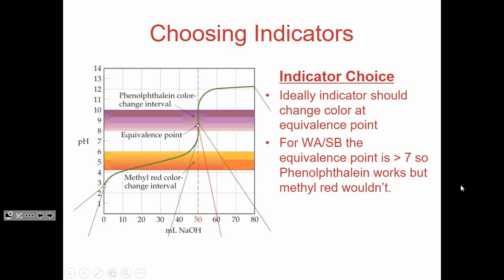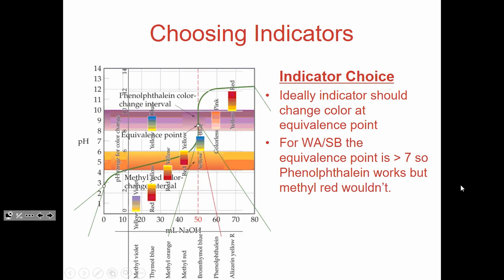But in a weak acid, strong base titration, like we've been talking about, it's going to be greater than 7, so something like phenolphthalein would be an appropriate choice of indicator. So remember, an ideal indicator should change color at the equivalence point. And for a weak acid strong base, that's going to be greater than 7. So typically something like phenolphthalein would work well, whereas methyl red, perfectly fine for a strong acid, won't work for a weak acid titrated with a strong base because the color change is going to be before the equivalence point.